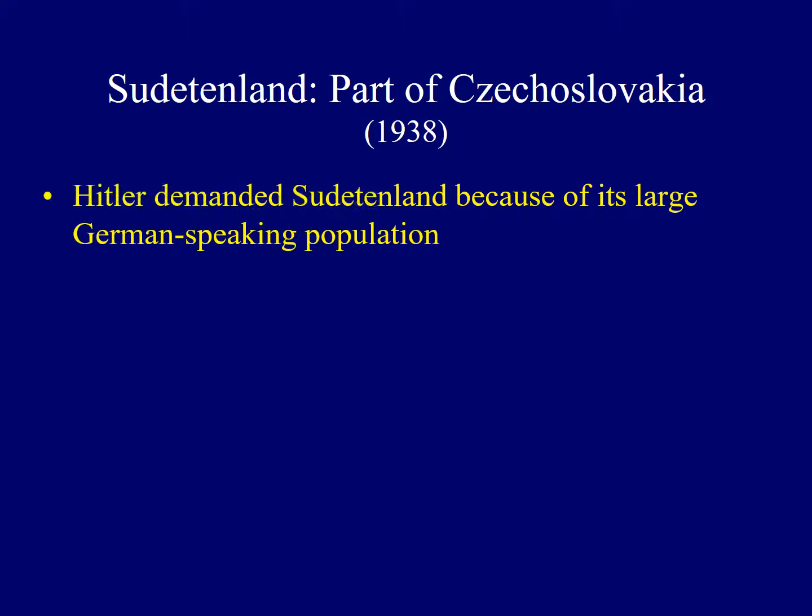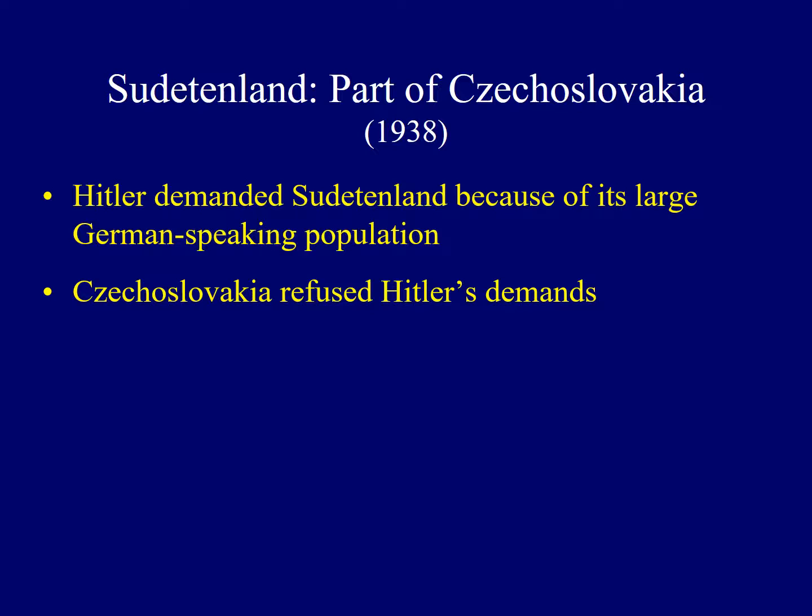In 1938, Hitler argued that this region of the Sudetenland should become part of Germany. He argued in favor of this because it had a large German-speaking population, and some of the people who lived there wanted to be part of Germany. However, the government in Czechoslovakia refused.